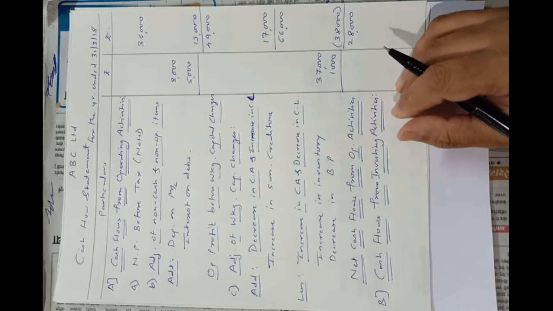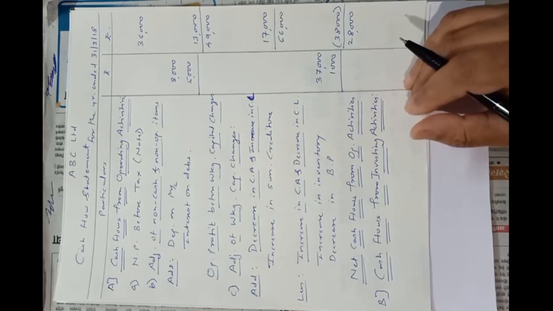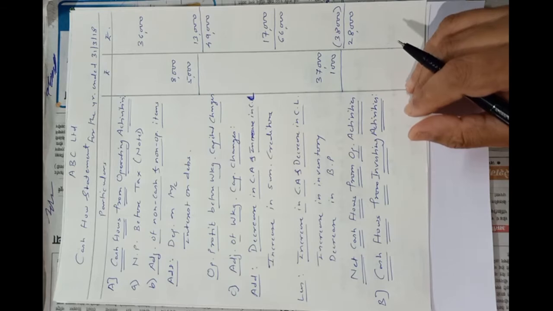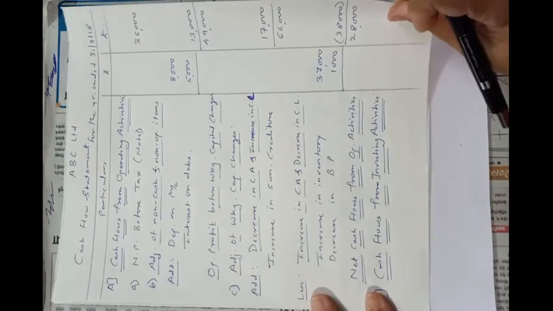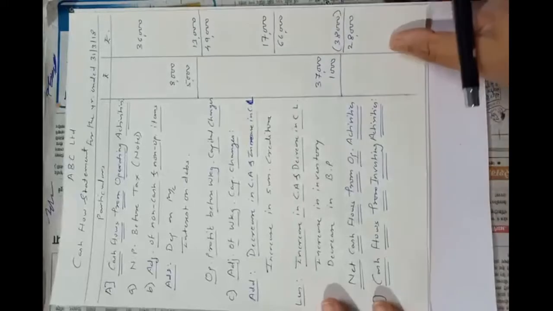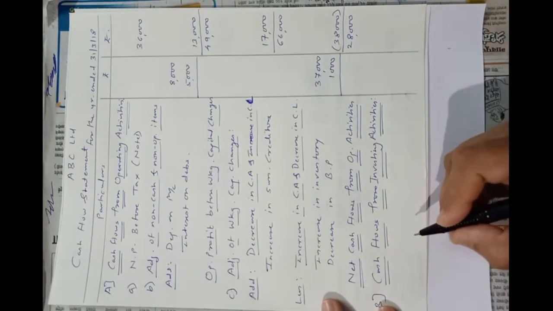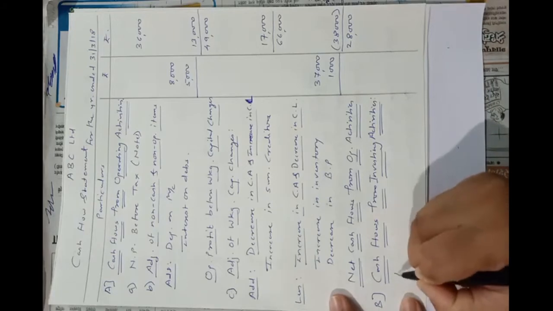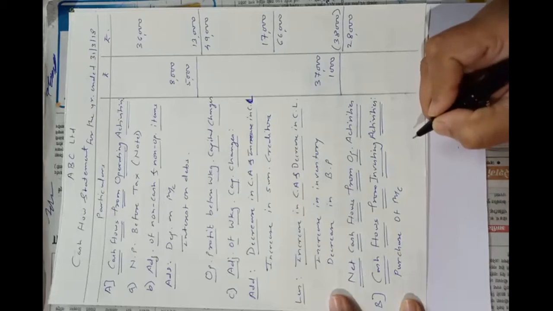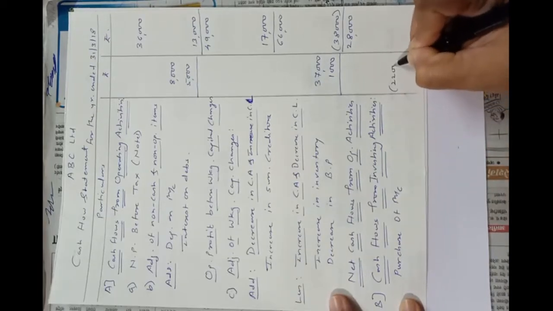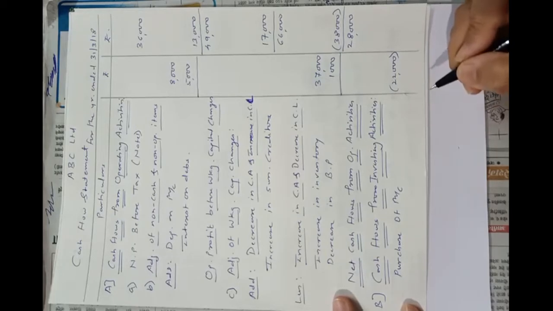Okay, now see the problem. While reading the problem, we have discussed that there are purchase of non-current investment as well as purchase of fixed asset, and by preparing the machinery account, that is fixed tangible assets account, we have calculated the amount of purchase, which is 22,000. So now we will write purchase of machinery or purchase of fixed tangible asset. Purchase of machinery, negative 22,000, because cash is going out by this transaction.